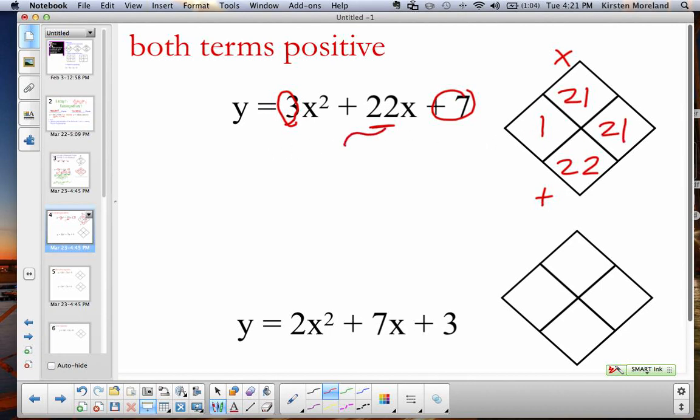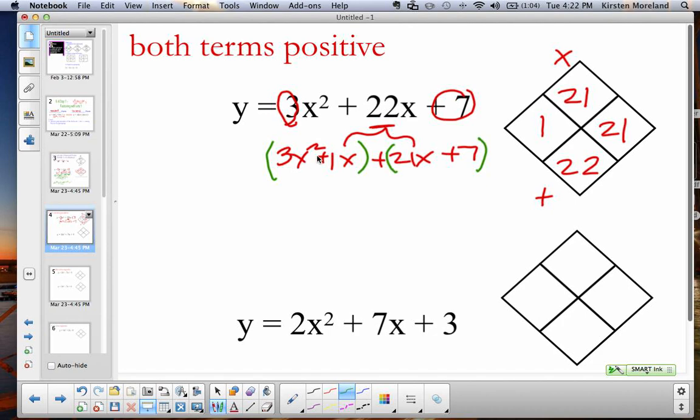I want to break up this middle term into a 1x and a 21x. The last term stays the same. The first term stays the same. Next I group. So I'm going to group the first 2 terms and the last 2 terms. And what's nice is it doesn't matter if I write the 21x first or the 1x. You're still going to get the same answer.